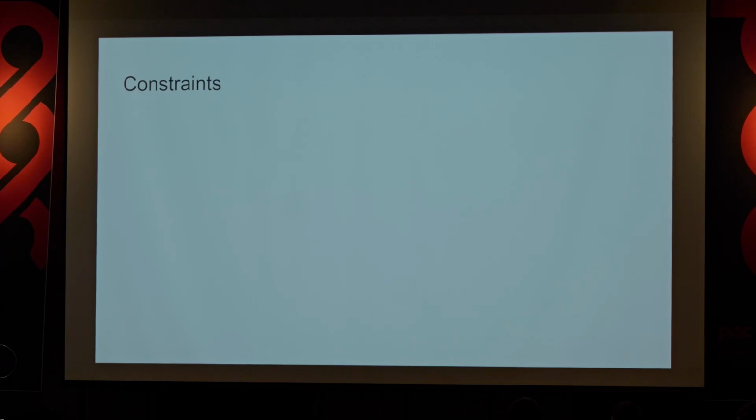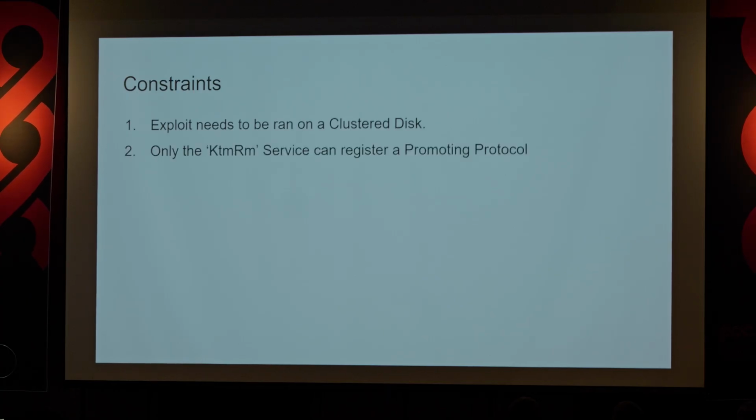There are two constraints to reaching this vulnerability. The first being that the exploit needs to be run on a clustered disk. And the second being that only the KTM RM service can register a promoting protocol. Please note that the second constraint is a legitimate security boundary, and it's the reason why this vulnerability requires high privileges.